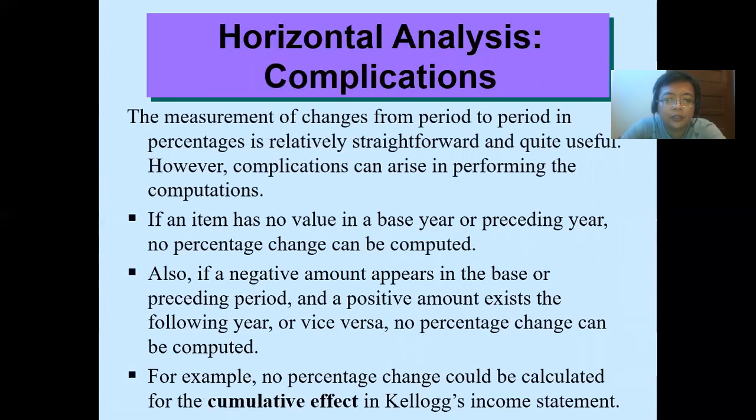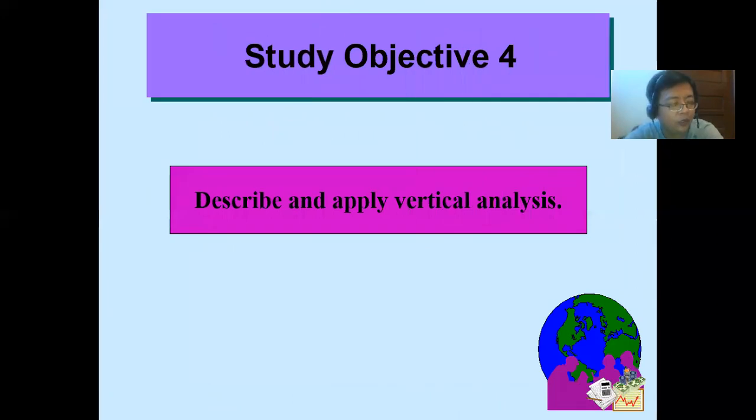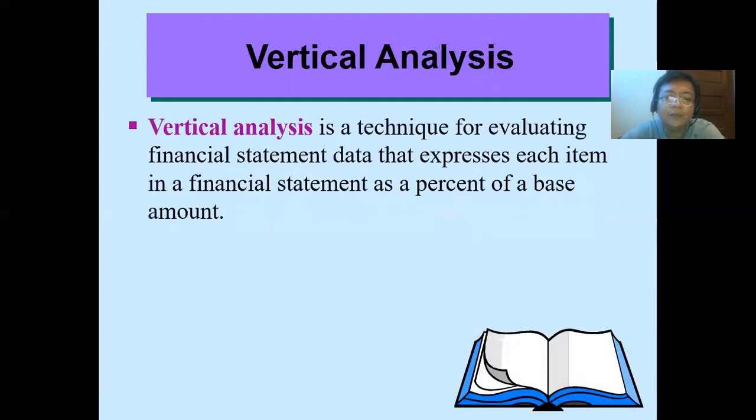Next. Okay, we are done with this. So we are done with horizontal. Number two is all about vertical analysis. What do you mean by vertical analysis, also known as common size analysis? Vertical analysis is a technique for evaluating financial statements that expresses each item as a percentage of a base amount. So yes, you can still compute the percentage, but it should be based on the denominator.